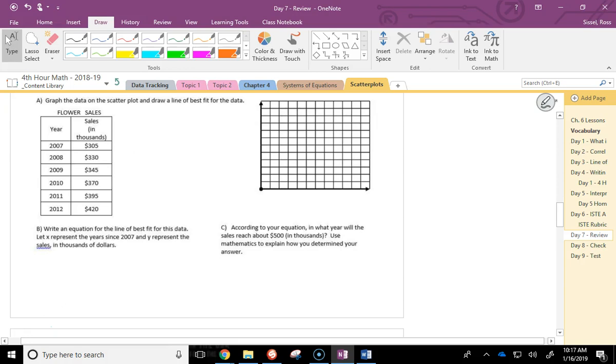So the first thing we have to do is graph this. Now, if you look in your foldable, how do we graph? The first thing we have to do is decide on our scale. We have the year 2000, and it says, let x represent the years since 2000. So if this is 0, then 2007, the next year would be 1. This would be 2, 3, 4, 5. We're seeing 5 years from 2007 would be the year 2012.